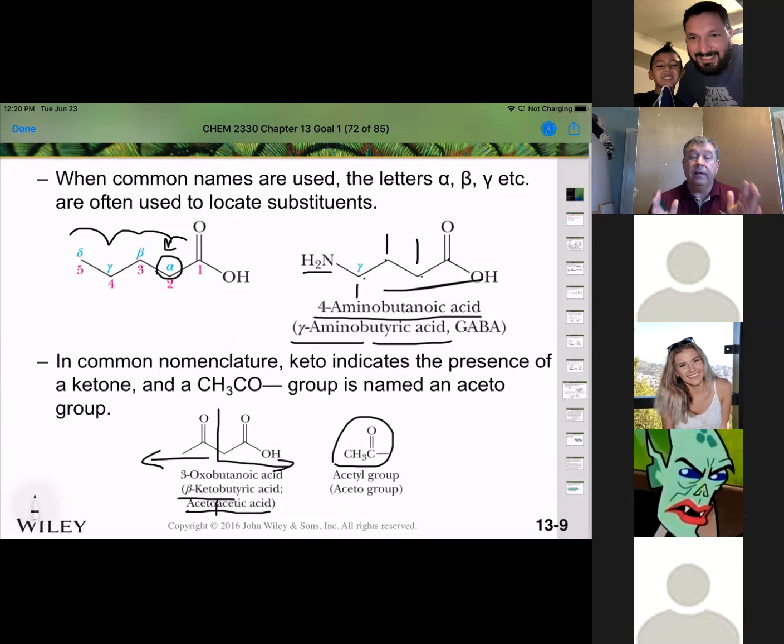But when in doubt, name it by IUPAC and you will not go wrong. So by IUPAC name, we have 1, 2, 3, 4 carbons. We have a C double bond O on our third carbon. So it's 3-oxo butane, drop the E, oic acid, butanoic acid. So that's how our nomenclature goes.